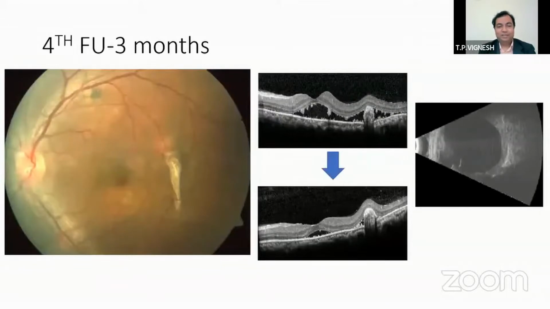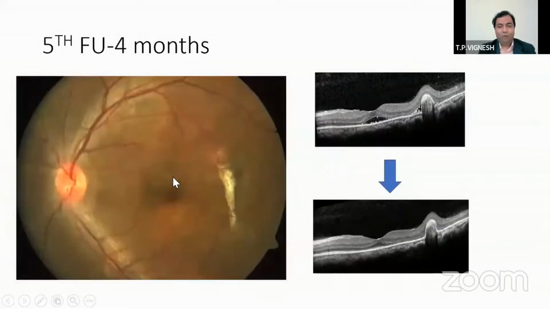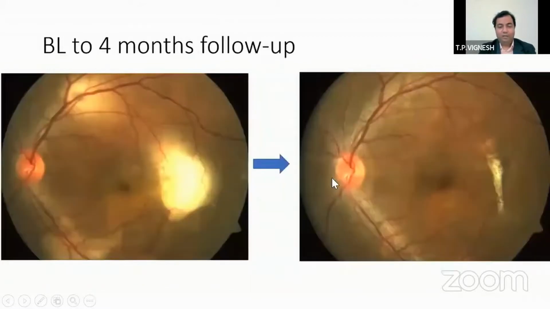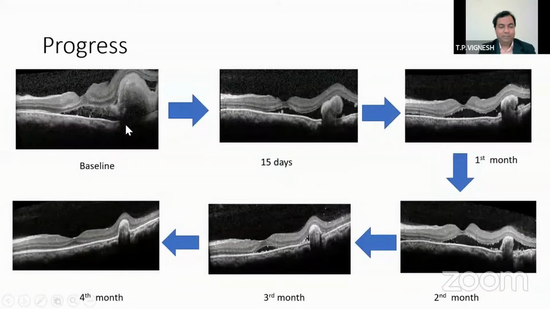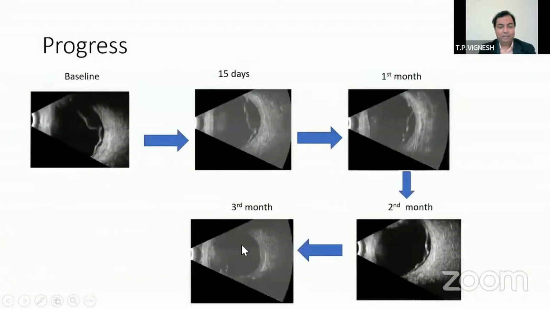So after 3 months, we can see very good reduction in SRF as well, and complete resolution of the inferior bullous RD. And we could see the remaining subretinal fibrous strand. At 4 months, there was complete resolution of the foveal SRF as well. So from baseline to the 4 months follow-up, there was complete resolution of the condition. We can see here the progress from baseline up to 4 months on the OCT, and the bullous RD resolved completely within 3 months.